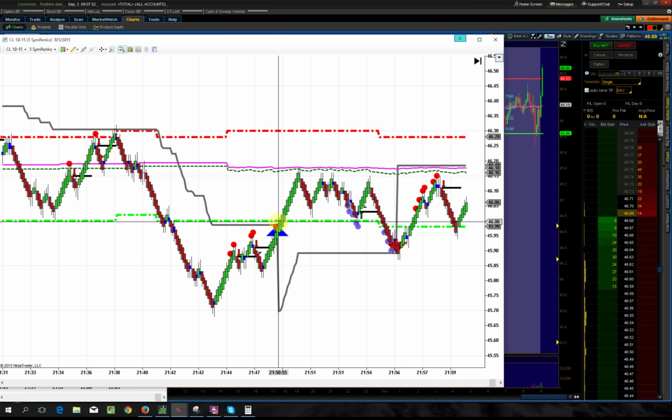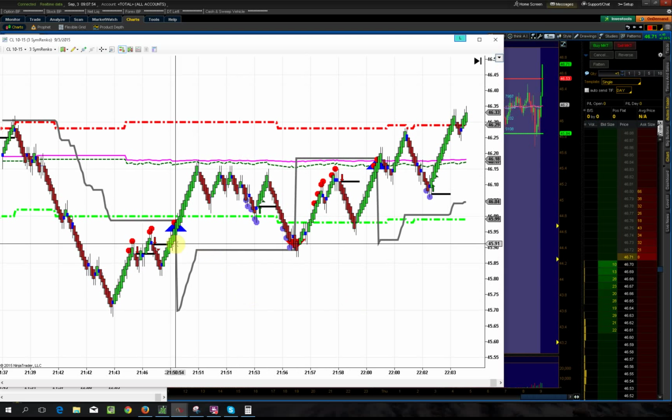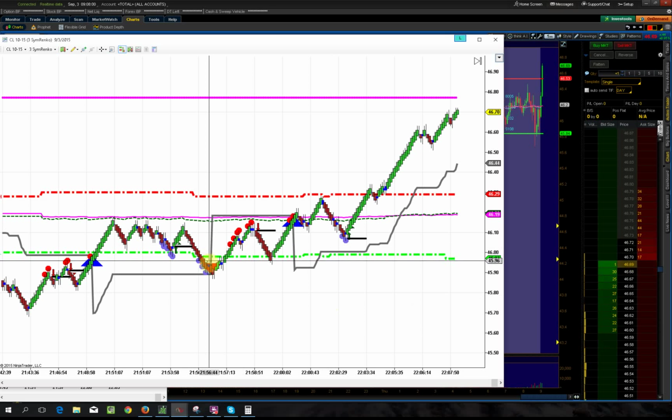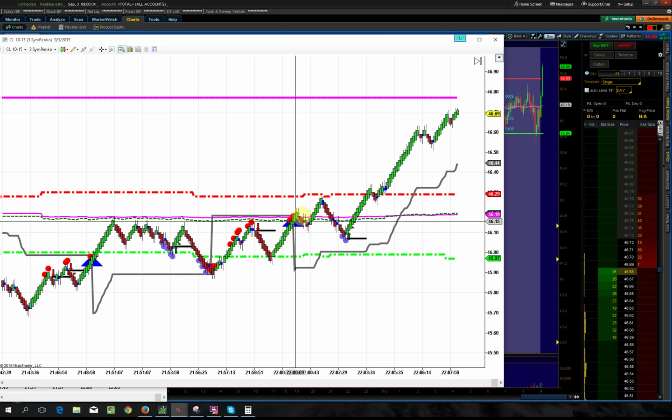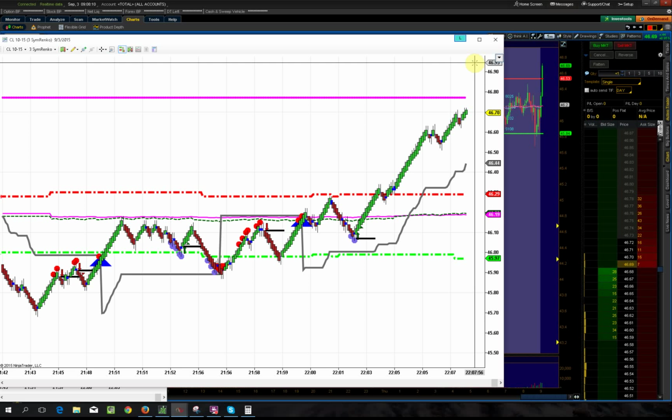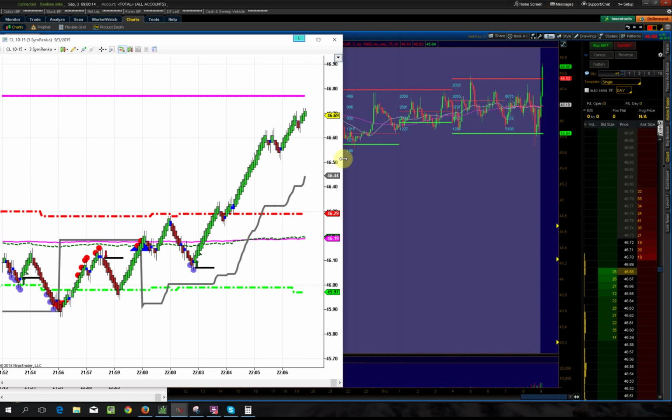Never happened, right? So it came back inside. Would have tried to buy here, didn't work there. Okay, came back inside again, came down, buy. That time it worked. Finally broke out, and that's where we're at right now. So as you can see, there were many chances to actually make money in there, even in sideways movements.